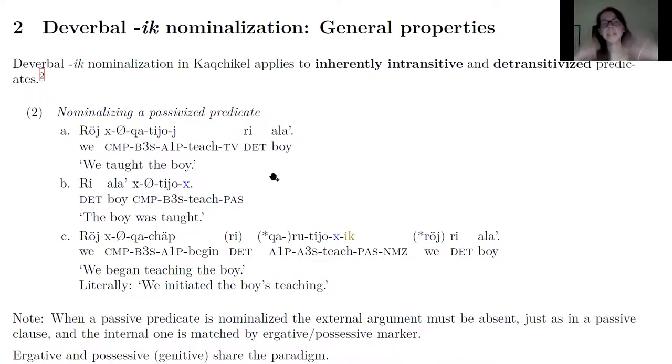Then we can passivize, we can detransitivize this predicate. So we attach this suffix sh, and the external argument disappears. The internal argument, the boy, is now promoted to the subject function.